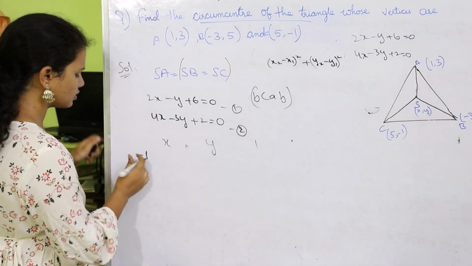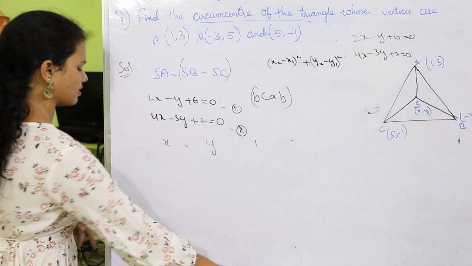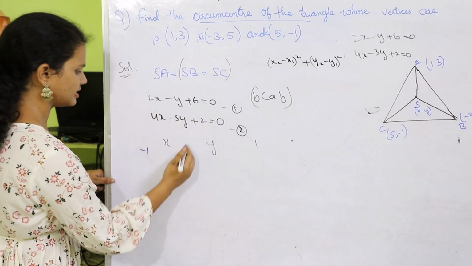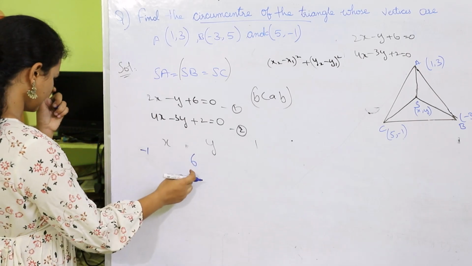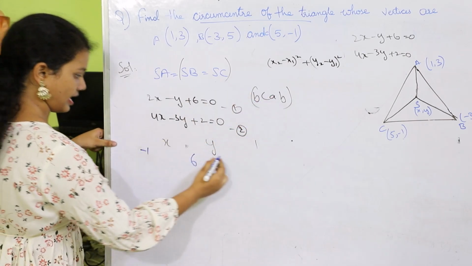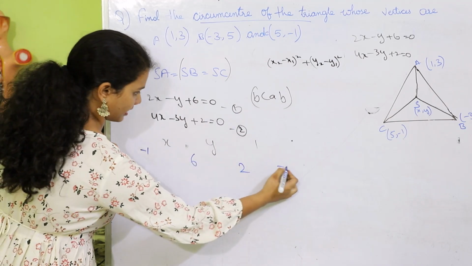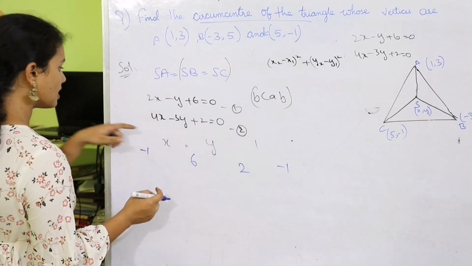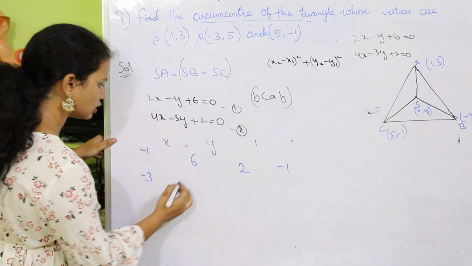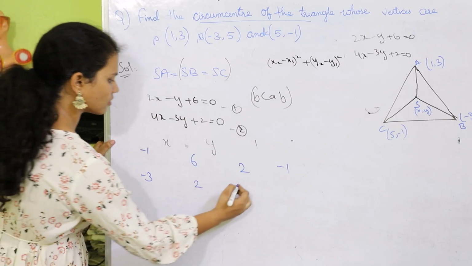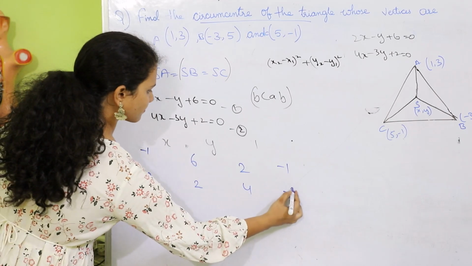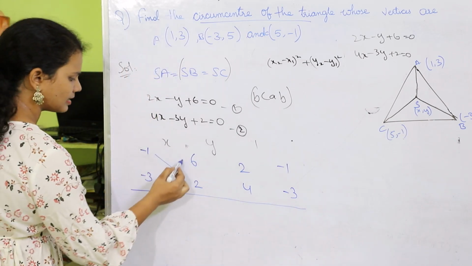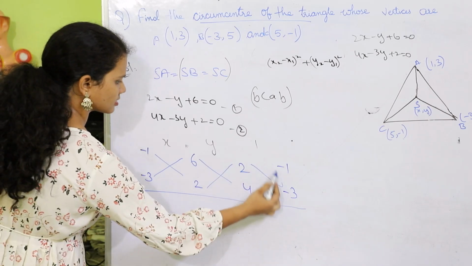So consider the B value, minus 1. I will write it right there. C value is what? 6. Write C over here. And A value next. A means 2. B value is again minus 1. Clear? Now again go for the second equation as it is, where B value is minus 3, C value is 2, A value is 4, B value is minus 3. Clear?